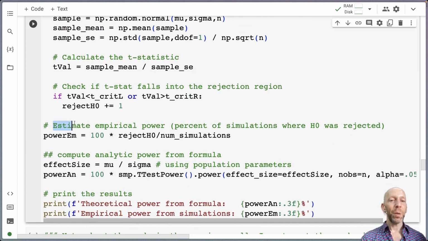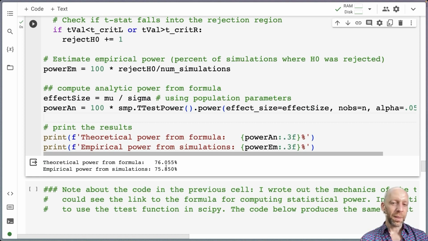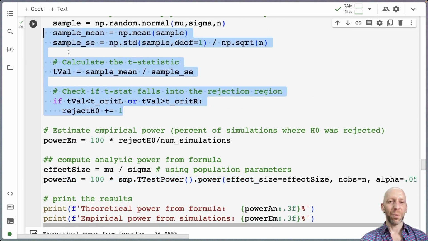Okay, so now our empirical estimate of statistical power is the proportion of times that we rejected the null hypothesis, and I'm multiplying it by 100 to get a percentage. Okay, and then here I'm computing the analytic power using the statsmodels power library, ttest power. Okay, so this code you've seen before. And then I just print out the results. And we see, okay, so this is a little bit different from what I showed in the book, but still really, really close, remarkably close, considering that this comes from a formula and this comes from just a bunch of simulations.